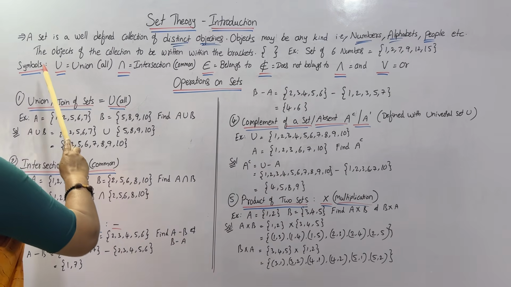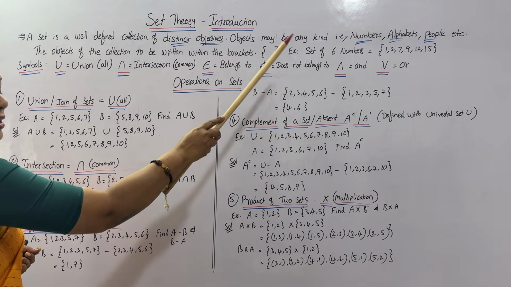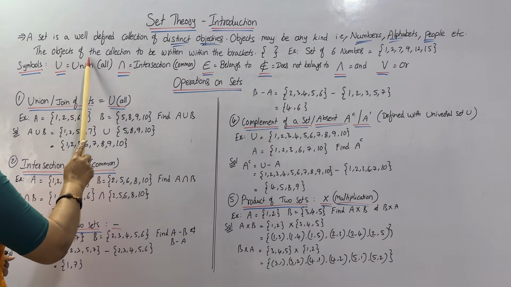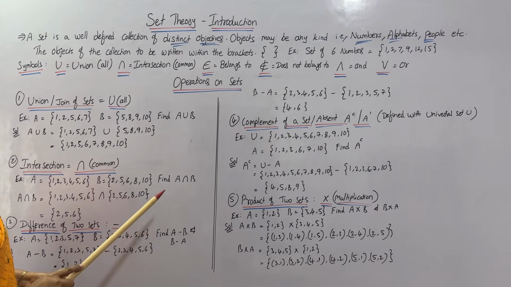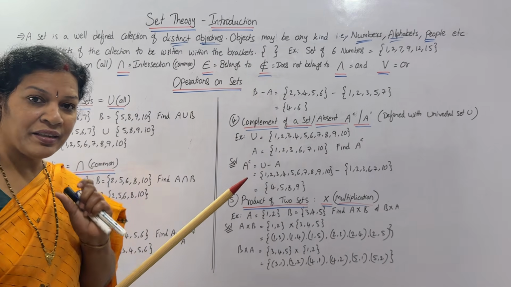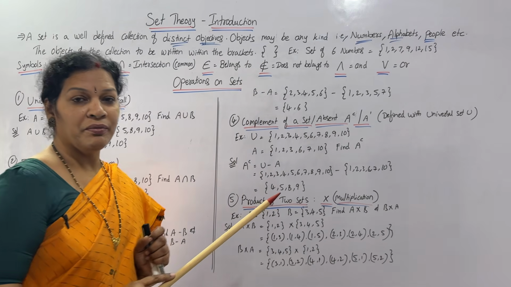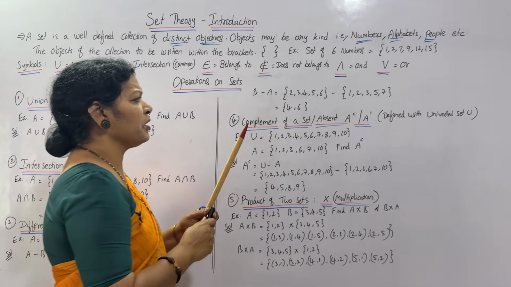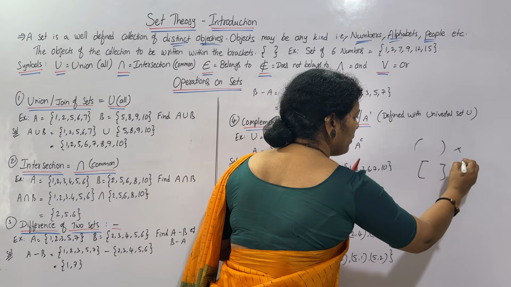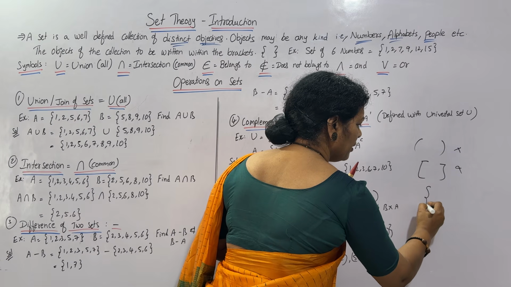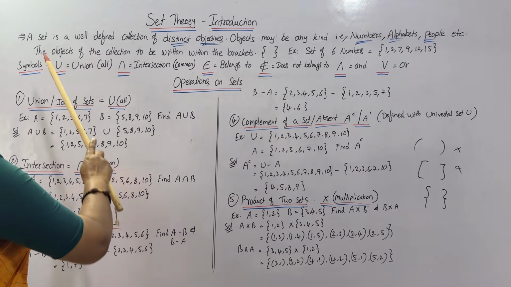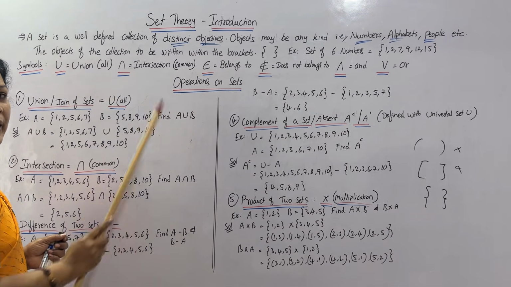Now, for example, the objects of the collection are written in brackets. Whatever elements we write in the set, the objects of the collection are to be written within these brackets. Always remember, this is the symbol we use for the brackets. There is another way also for brackets, which we also use, but both we are not going to use. We are going to use only this one in set theory. So the objects of the collection are to be written within the brackets.